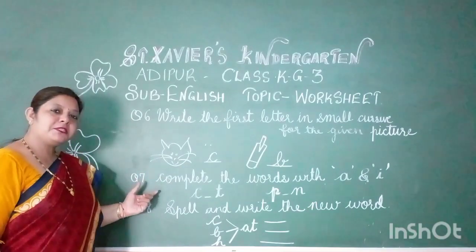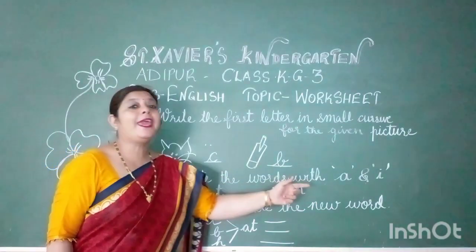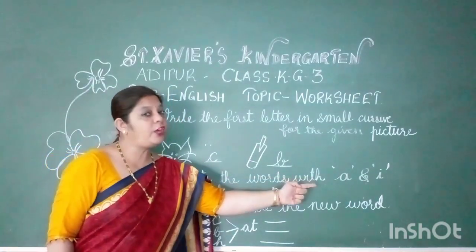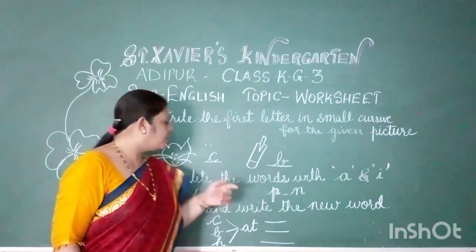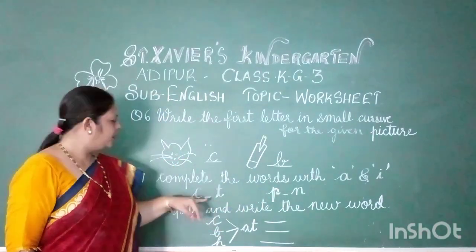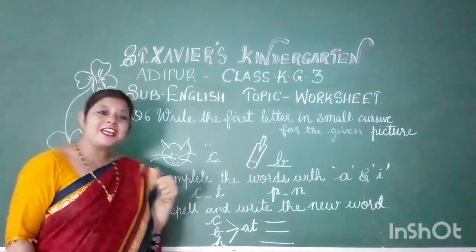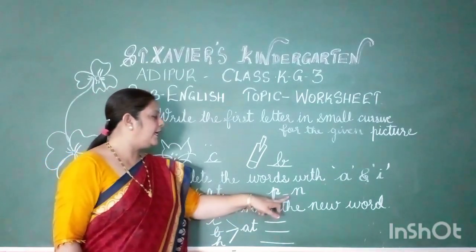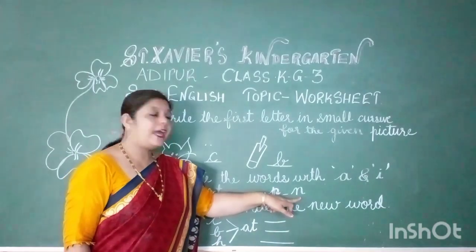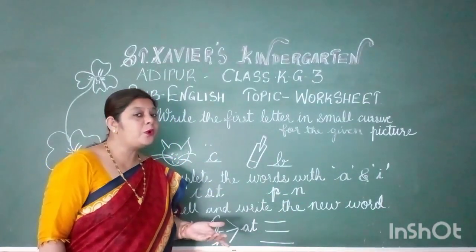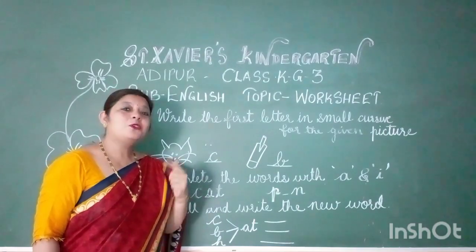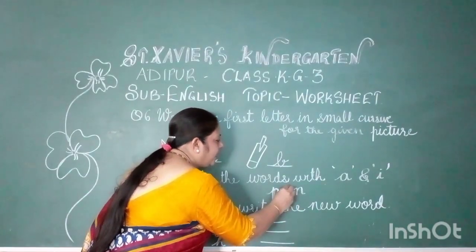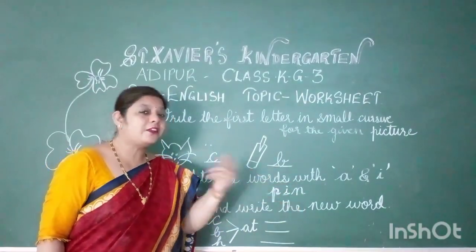Now move on to the question number 7. It's complete the words with A and I. You have to complete this word with the help of A or I. क्या लगेगा? CIT? No. CAT? Yes, it's CAT, cat. So you have to write over here A. Then P, and you have done the blank over here, and N. Now PAN, pan is also right, and PIN, pin is also right. So you have both the options. It's up to you. So you can write PIN, pin, or PAN, pan. Both are the correct word.